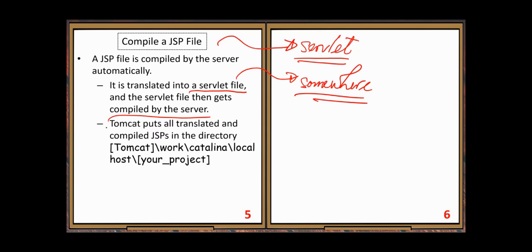We do not need to go there to see it, but there is a specific location that stores it. I just use Tomcat as an example, because different servers put translated JSP files in different locations. Here we only use Tomcat as the example. It puts all translated, compiled JSPs in a specific directory. Let me explain. Bracket Tomcat refers to your Tomcat installation directory, somewhere on your local computer, so you know where it is.